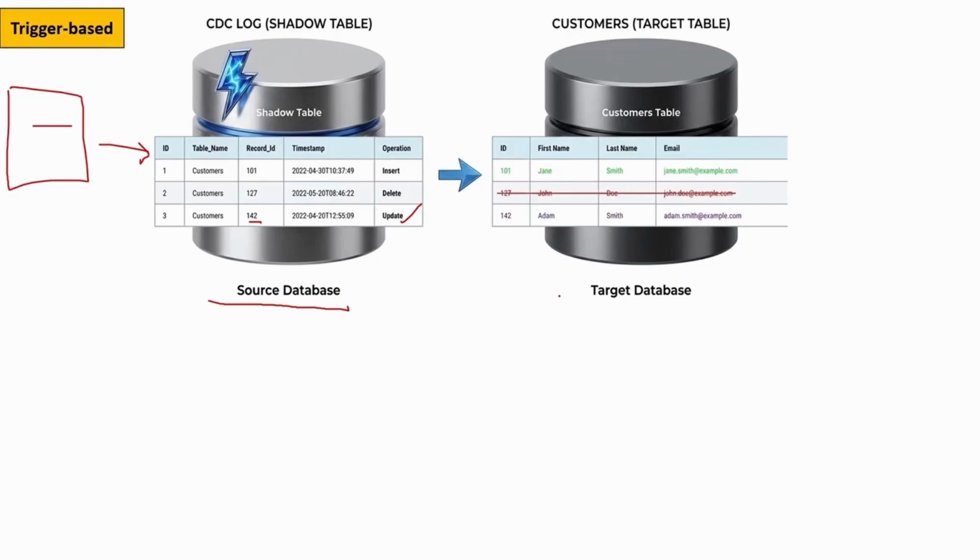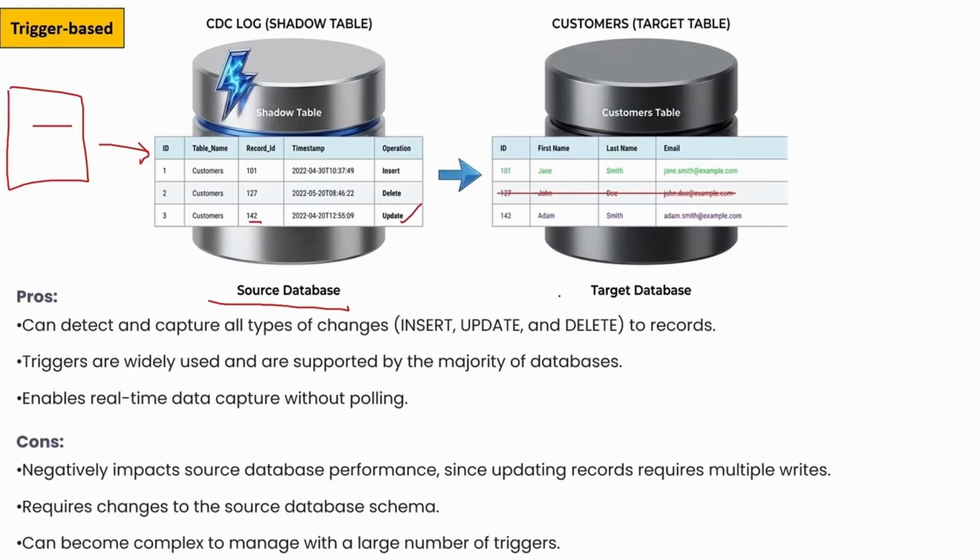Okay, obviously here also we have a couple of pros and cons. The pros here are that we can detect and capture all types of changes to the records, the triggers are widely used and supported by the majority of databases, and it enables real time data capture without pulling anything out. And the cons are it negatively impacts your source database performance, since updating records requires multiple writes into your shadow table. It requires changes to the source database schema, and it can become complex to manage with a large number of triggers, right? Suppose you have tons of triggers, it will be complex for your system to manage all of them.